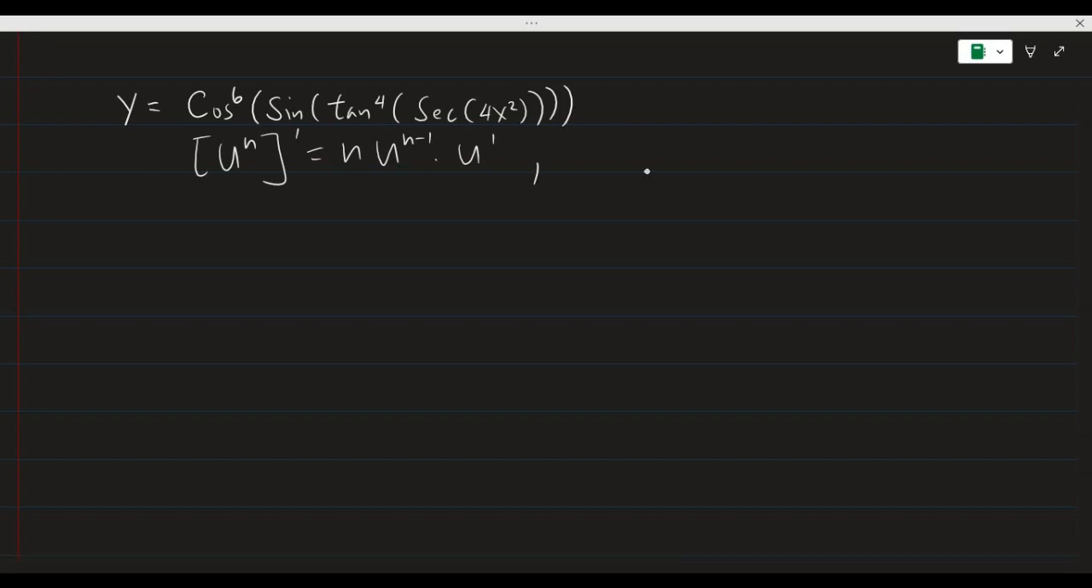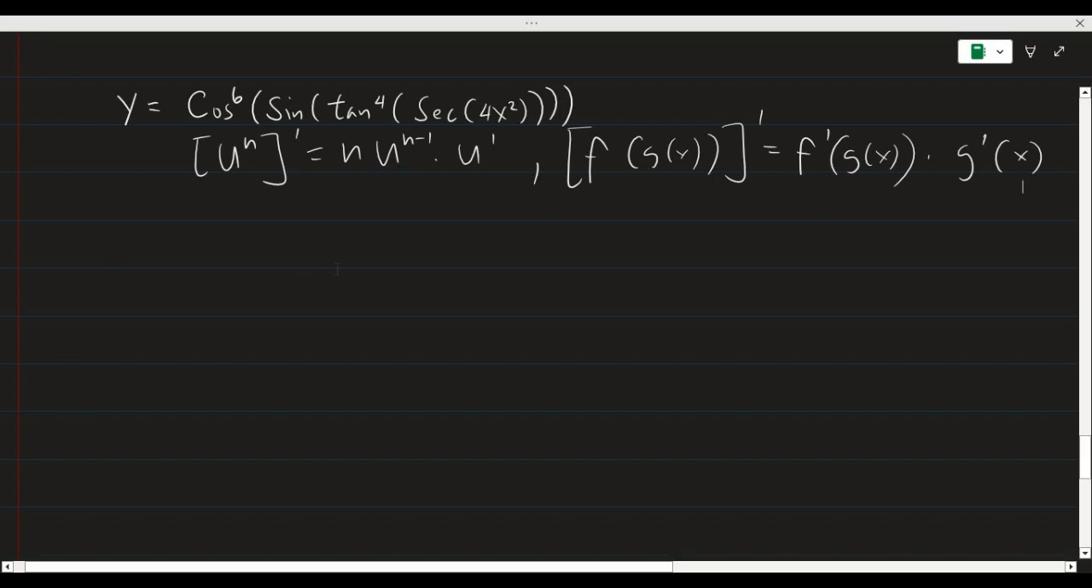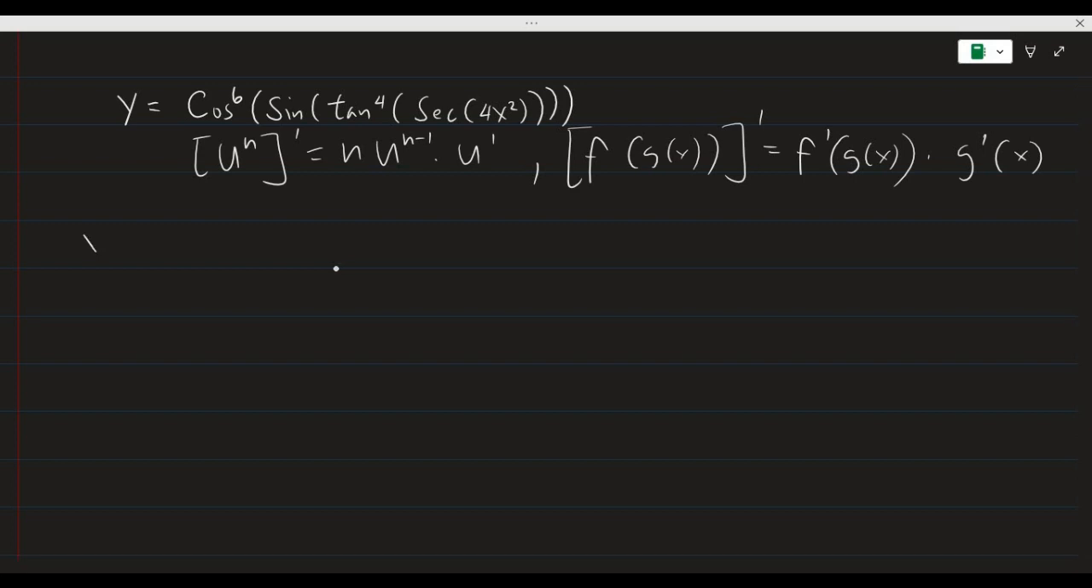And then for the composite function, if we have a composite function f of g of x, then its derivative is equal to the derivative of the outer function, keeping the inside function the same, and then multiply the result by the derivative of the inner function, g prime of x. So this is the main idea behind the chain rule. Let's apply these formulas to the given function.